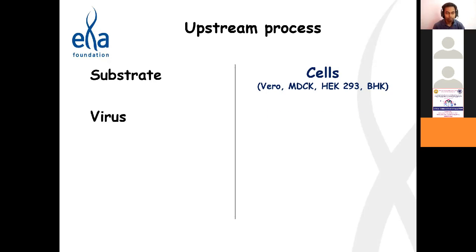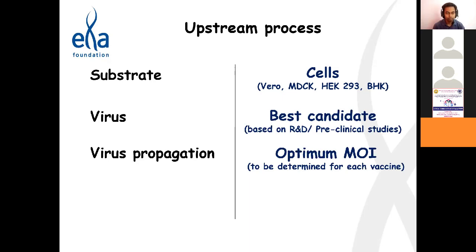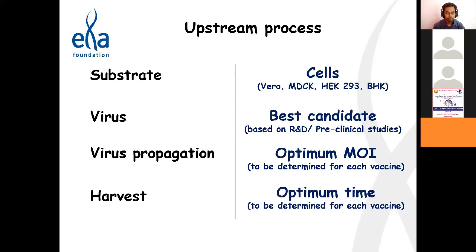So if we talk about viruses, again, the best candidate needs to be selected based on R&D or preclinical studies. And propagation, how much virus to add to the cells. This is called the optimum MOI, multiplicity of infection. This needs to be determined for each vaccine that is being used. So coming to the next part, harvest. Again, we need to find out a proper time to harvest, which again needs to be determined for each of the vaccines.